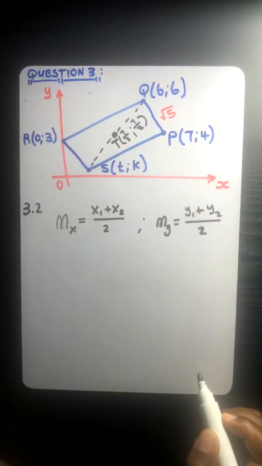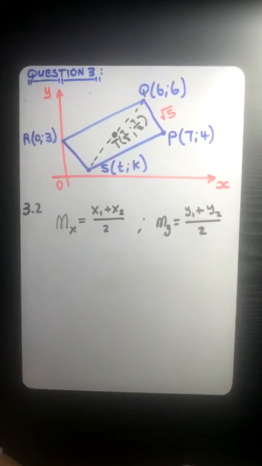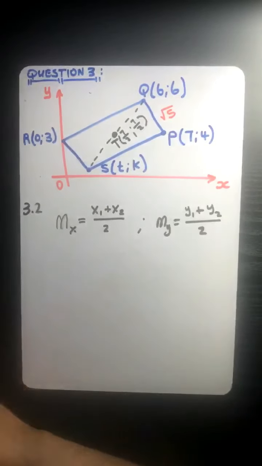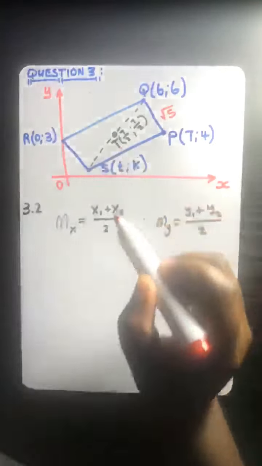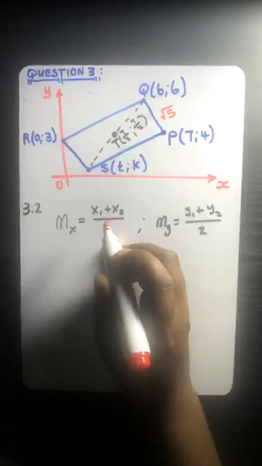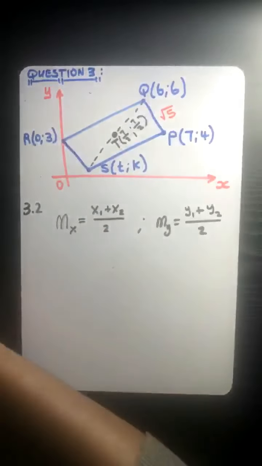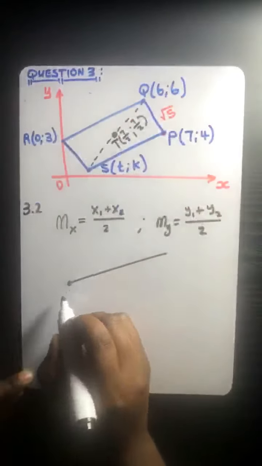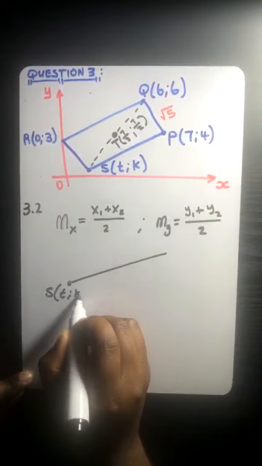So, my guys, what are we going to do from here? Okay, to make things easy, let's write the 2 points that we know are involved in this question. So we know that this middle point that is given as T is equal to, or maybe let me write this in this manner, we have that line, being S, having the coordinates of T and K.